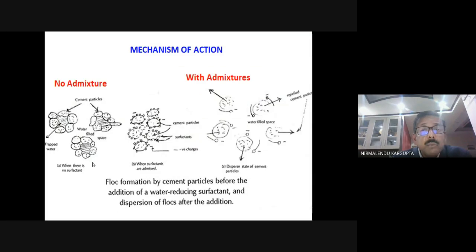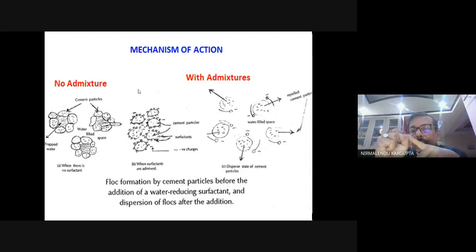And this is the mechanism of action of the fluxing. Flux means, as you know, cement particles have positive charges, and one cement particle has this side positive, maybe that side negative. How? Suppose C3A. What is C? C is calcium. Calcium is positively charged, alumina is negative. Calcium silicate, calcium aluminate: all these have positive and negative charges.